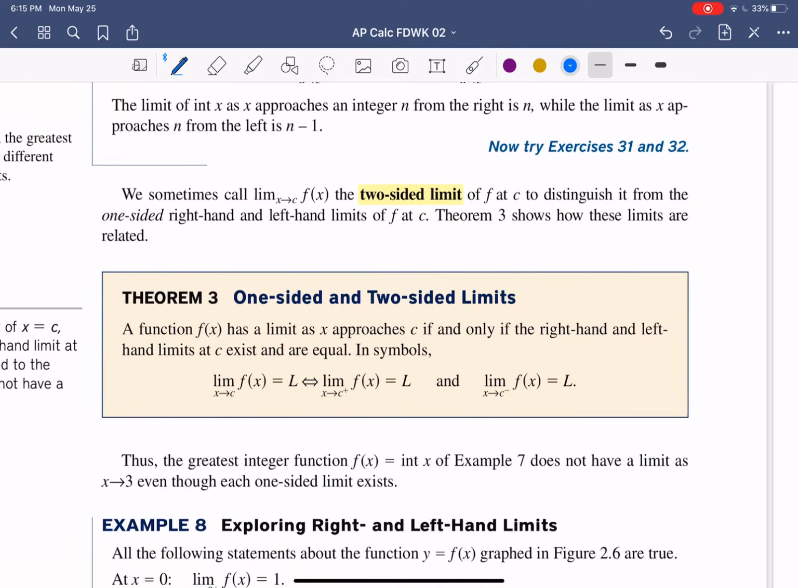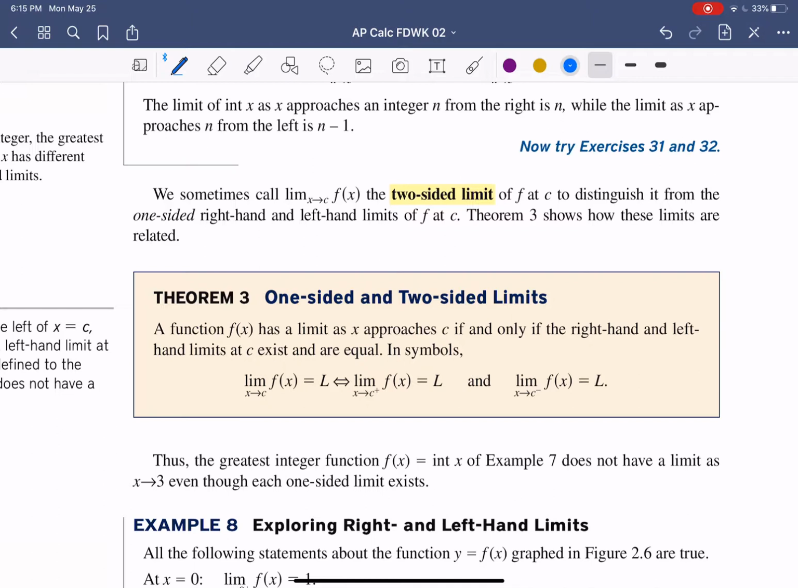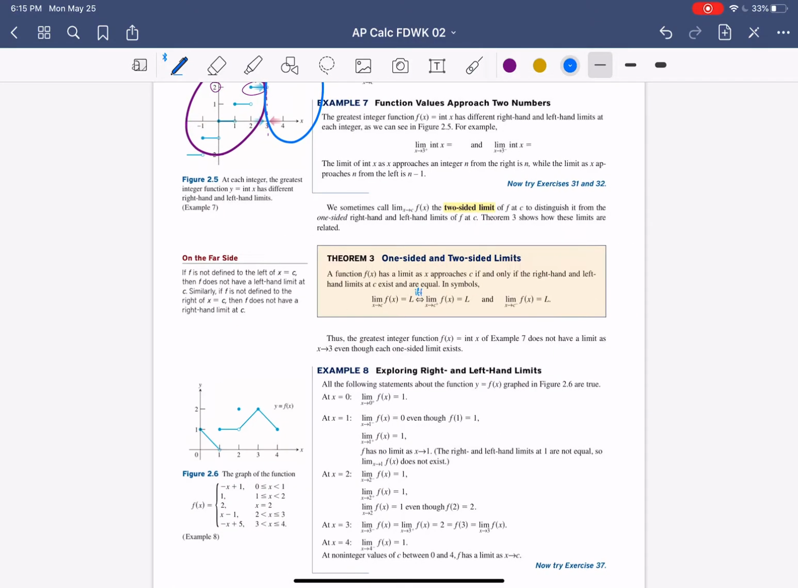So the way that we write that, and here again, this is a good introduction to what math books will look like for you in college, where we have this very convoluted statement: a function f of x has a limit as x approaches c if and only if the right-hand and the left-hand limits at c exist and are equal. The symbols: the limit as x approaches c of f of x is equal to L if and only if, that's the symbol for that, the limit as x approaches c from the right of f of x is equal to L, and the limit as x approaches c from the left of f of x is also equal to L. So both need to exist, and they need to be the same.